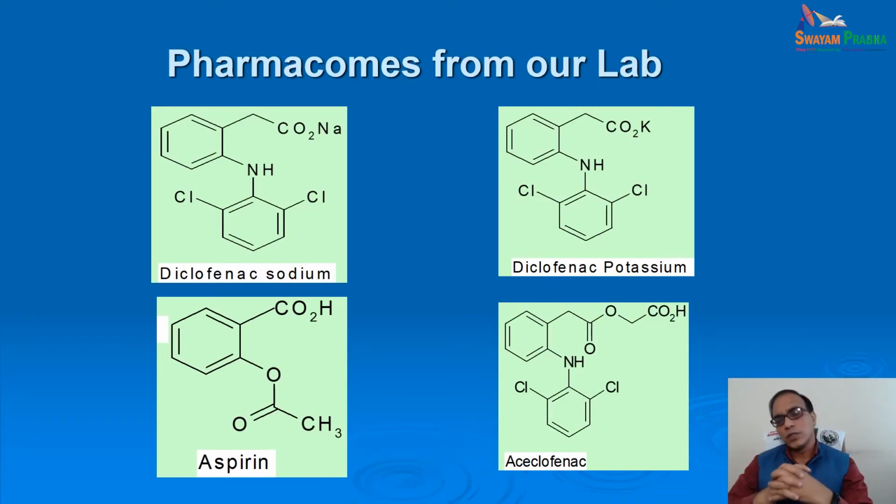I'm just giving you some examples from our lab. We have developed some pharmacosomes with diclofenac sodium, potassium salts, aspirin, aceclofenac, and so many others. These are just four synthetic drugs. Apart from that, we have worked on various plant origin components, phytoconstituents, also.